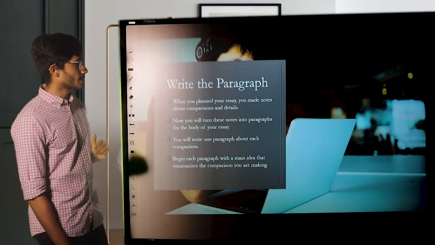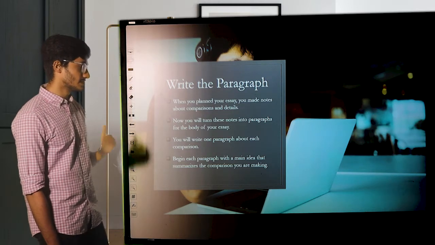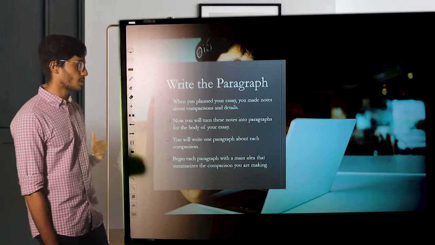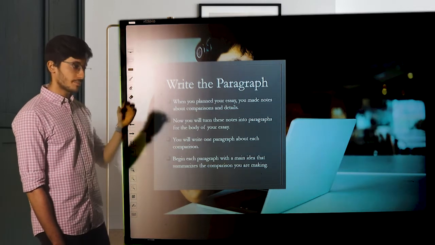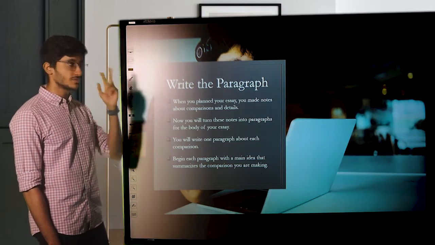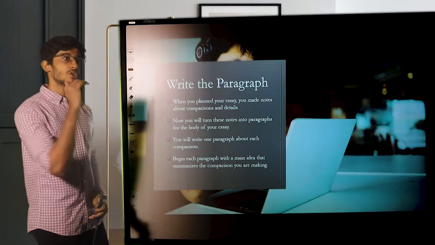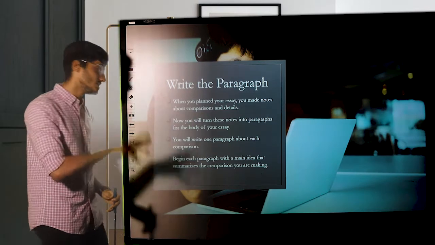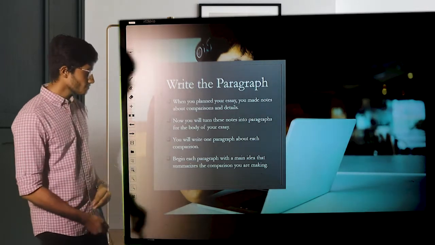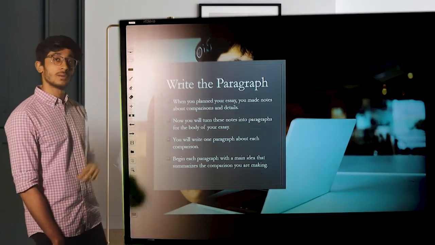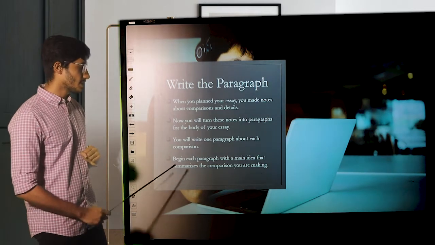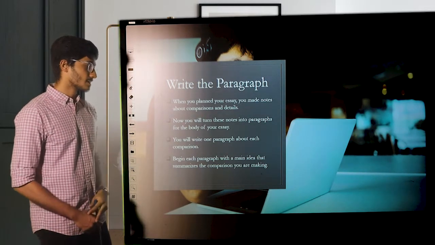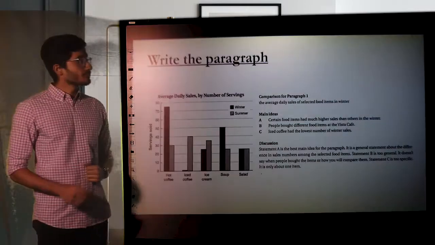When you planned your essay, you made notes about comparisons and details. Now you will turn these notes into paragraphs for the body of your essay. Remember the two comparisons for each graph, and you jotted down details under each of those comparisons. So now you're going to turn those details into your paragraph. You will write one paragraph about each comparison. Begin each paragraph with the main idea that summarizes the comparison you're making.